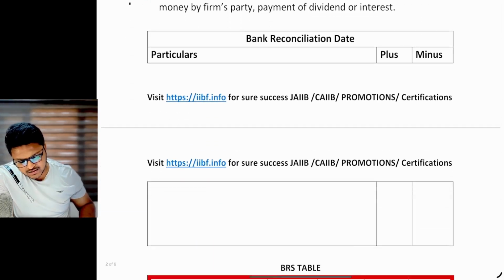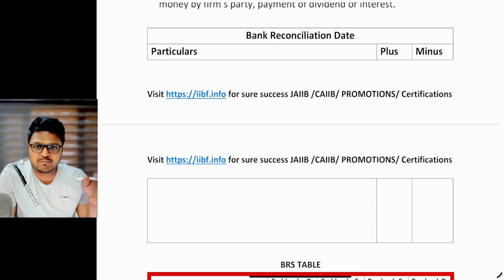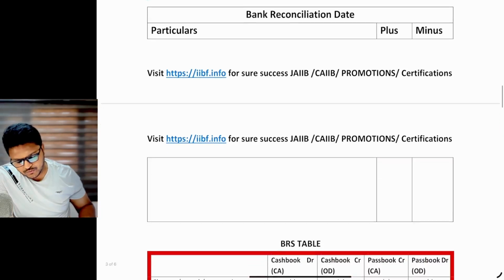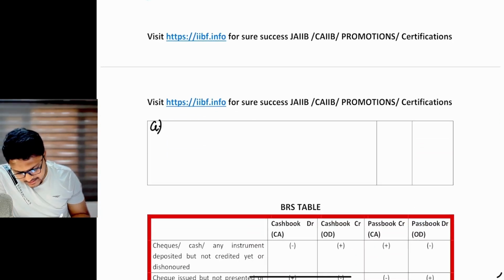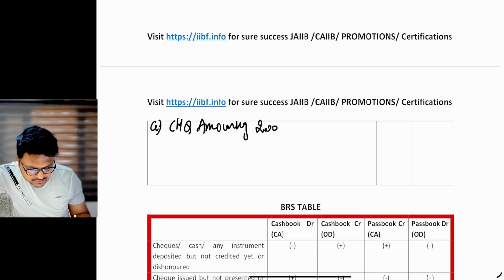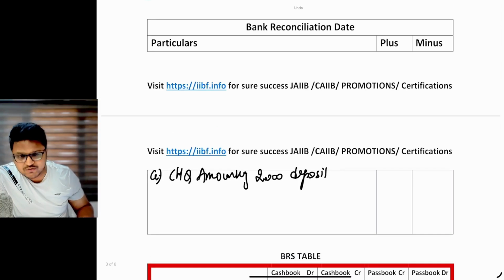Now here is a sample format for the bank reconciliation statement. So we'll be mentioning BRS on the top of the line, and we'll be mentioning the date over there. On the very left side, we are having the particulars, and then we are having the plus and minus columns. That's it, right? So it would be like the check deposited. I say check deposited, check amounting 2,000 deposited, right? And I started from the balance. Which balance?